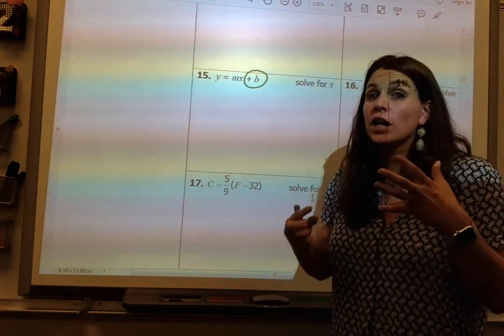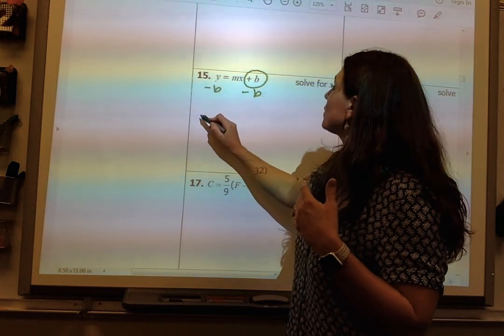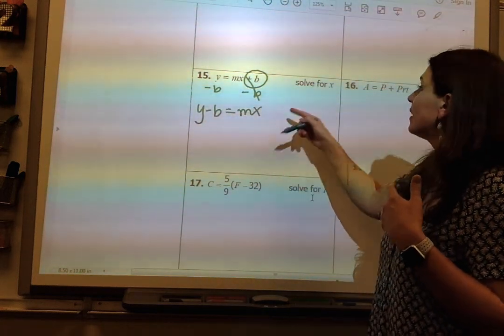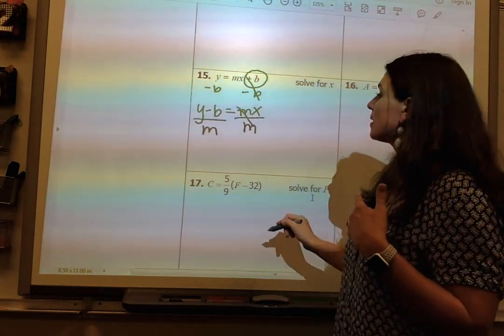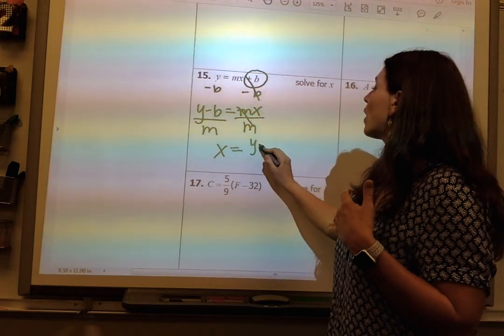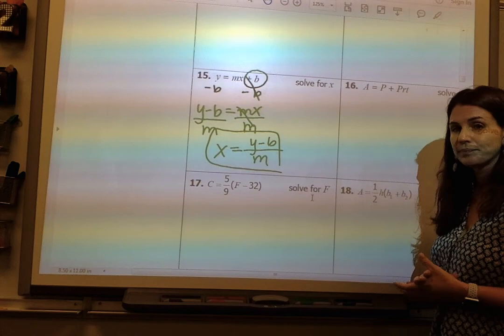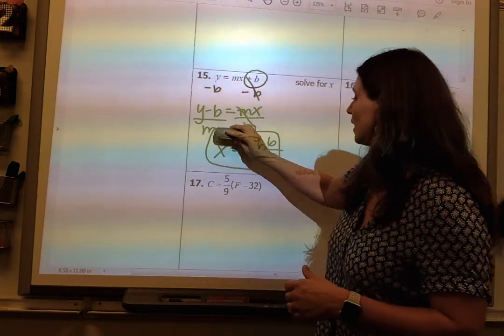b term. How do you get rid of a whole term? You do additive inverse. So you're going to subtract b on both sides. y minus b equals mx. And to get x by itself, divide both sides by m. M's cancel out, and I'm left with x equals y minus b all over m. And that's my final answer. Okay? All right, let's take a look at number 17.